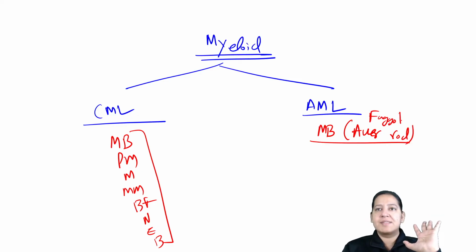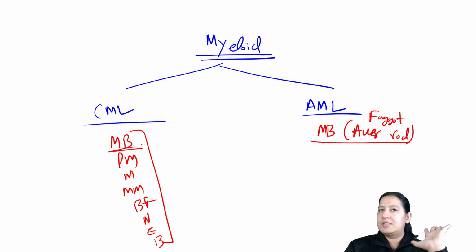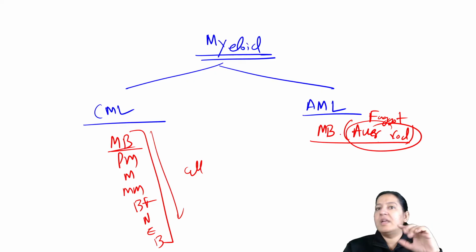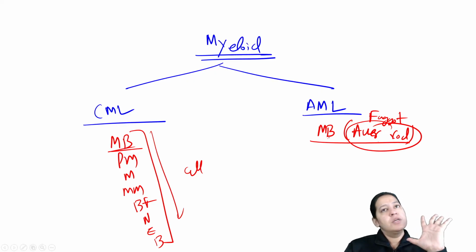So you can see Fagott cells in AML. Here it is not necessary iron rod is present. Here the clue is all cells are present. Here the clue is iron rod containing only one type of cell is present. That is the clue.